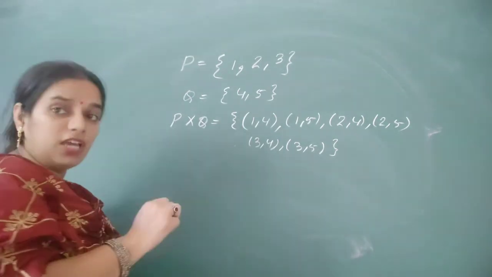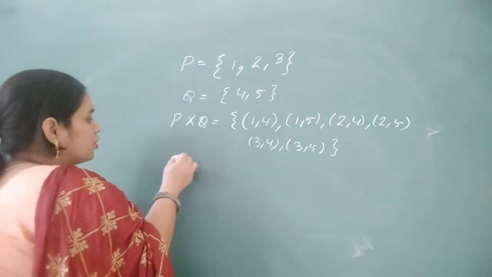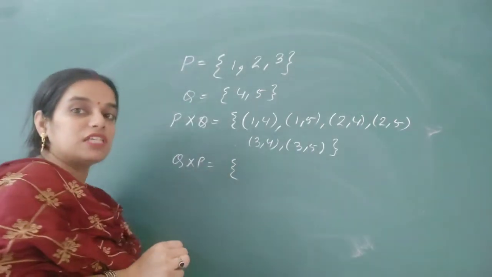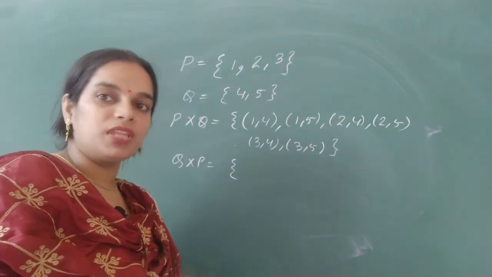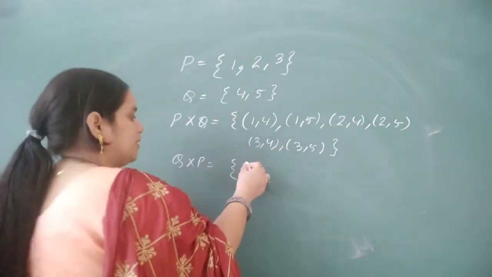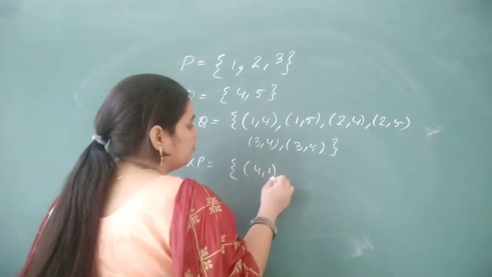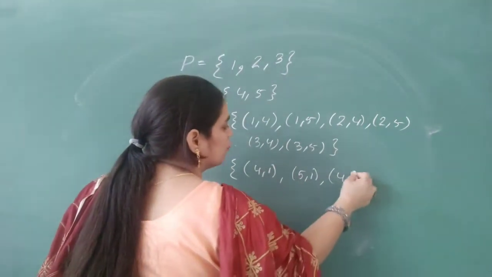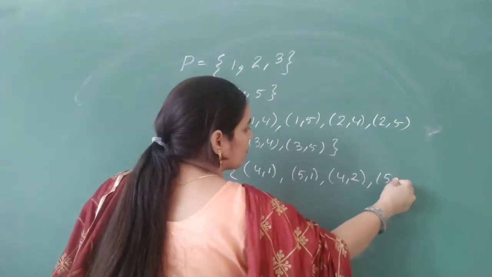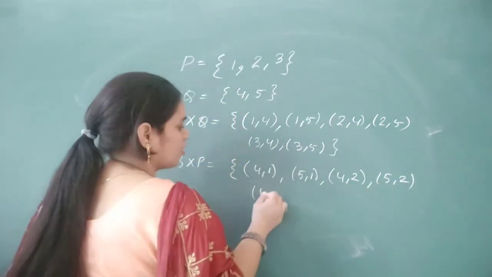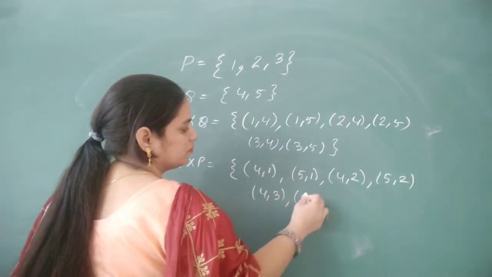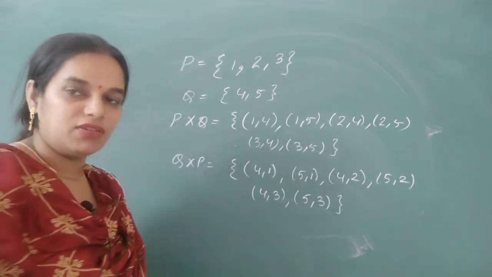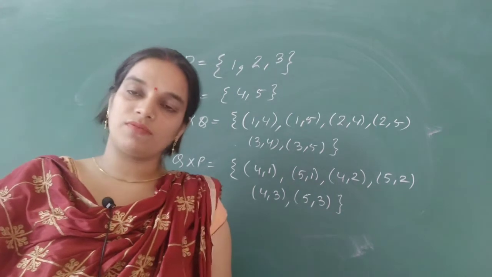Now if we have to take the Cartesian product from Q to P, then the order will be changed. Firstly we will take the element from the set Q, then we will take the element from the set P. So it will be (4, 1), (5, 1), (4, 2), (5, 2), (4, 3) and (5, 3). In this way we can make the Cartesian product.